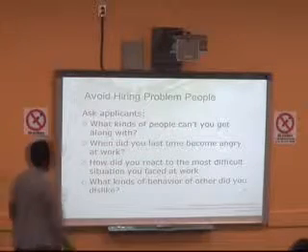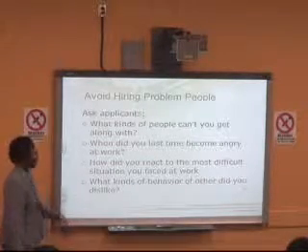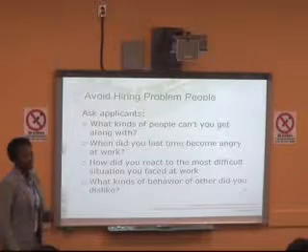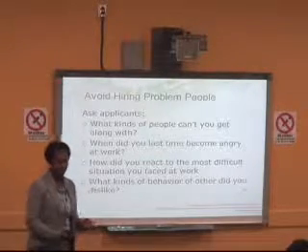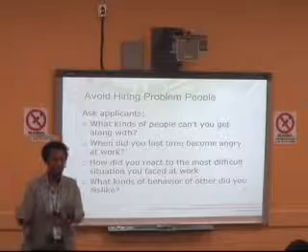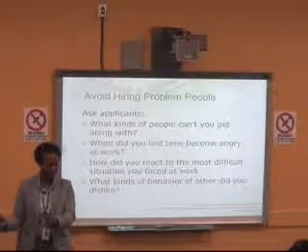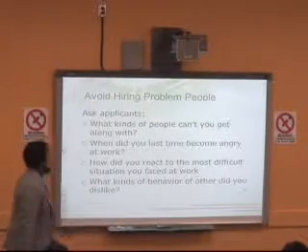So to get back to your question, here are some of the things you can ask applicants. What kinds of people can't you get along with? Important to know, because if you know most of your department is like that group of people you can't get along with, you probably don't want to hire them.